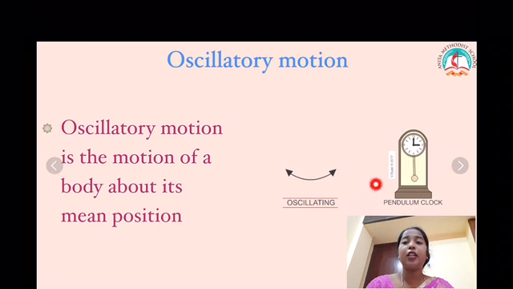If you look at a clock, the pendulum of a clock exhibits oscillatory motion as it moves to and fro about its mean position.